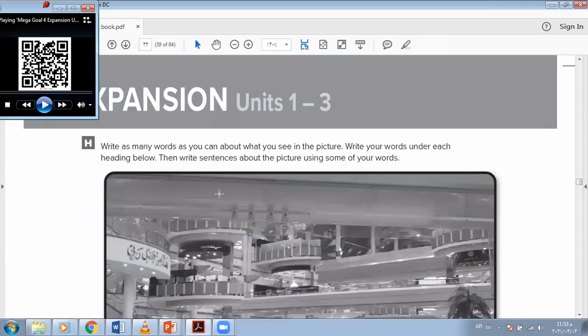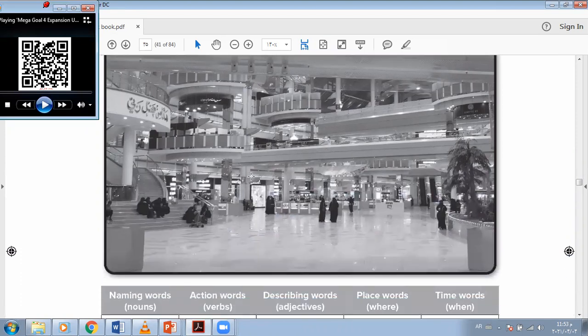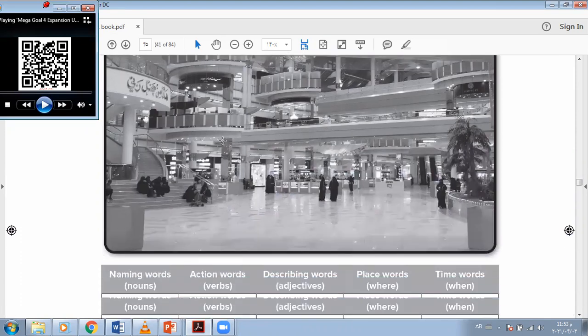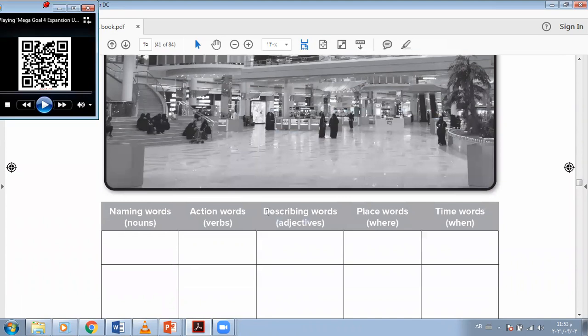And on page 35, he wants you on exercise H to write as many words as you can about what you see in the picture. Write your words under each heading below. Then write sentences about the picture using some of your words. يعني طبعا هننظر للصورة كويس جدا، وبعد كده نبدأ في الشارت اللي هو مديهولنا نعبي الكلمات اللي هنستخدمها في الجمل، كل حاجة على حسب ما هو قايل لنا.